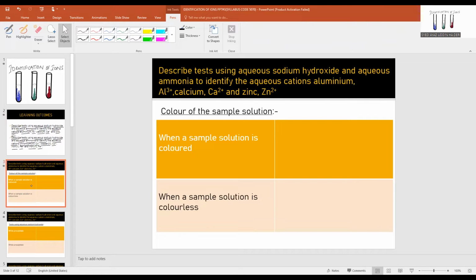I will start with the color of the sample solution. When a sample solution is colored, then it must contain transition metal ions. So we will write: transition metal ions are present. When a sample solution is colorless, then you will write: transition metal ions are absent.